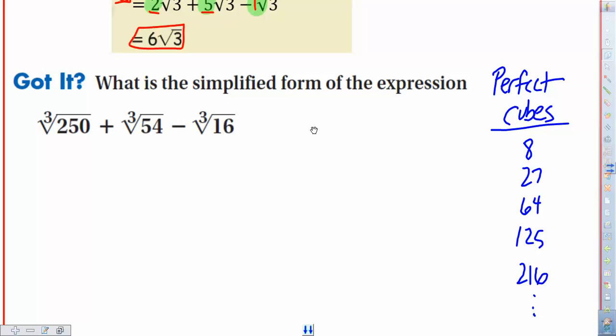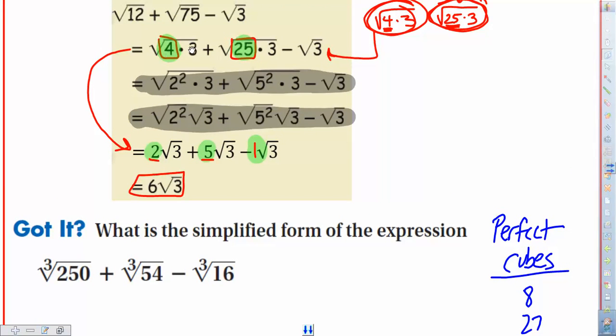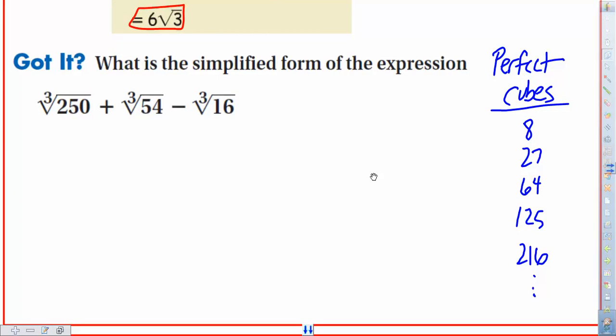So, give that one a try. See if you can work your way out of this mess and try to get what we're trying to get here, the same cube root 3 times in a row, so that way we can combine like terms. Okay, pause, try it.